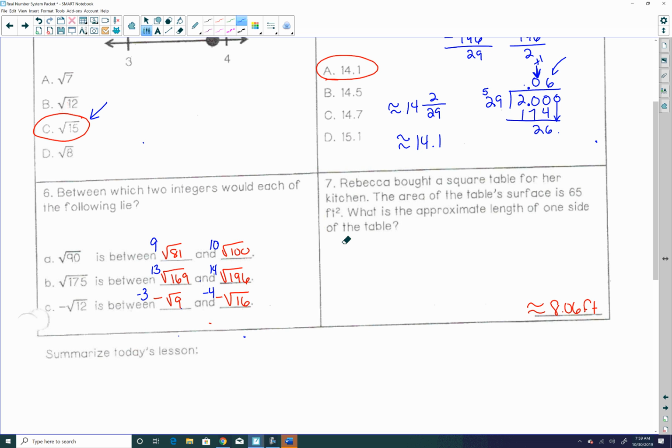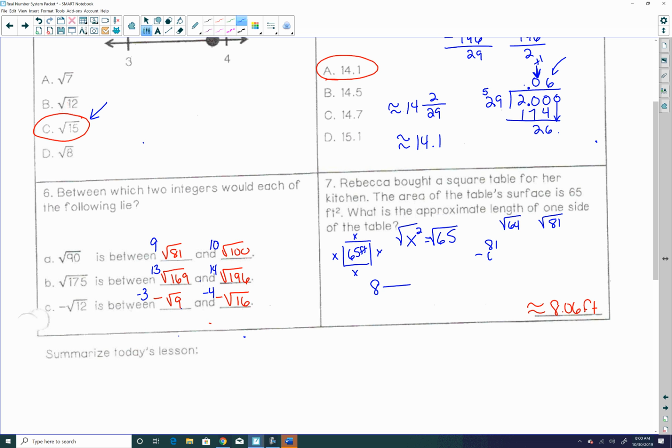Number 7, Rebecca bought a square table for her kitchen. So I'm going to draw my square table, and it's 65 feet squared. So all of my sides are the same, and the way I find an area is side times side. So there'd be side squared equals 65, and of course take the square root of both sides. Square root of 65 is not a perfect square. It's going to fall between the perfect squares of 64 and 81, so it's going to be 8 and some fraction.